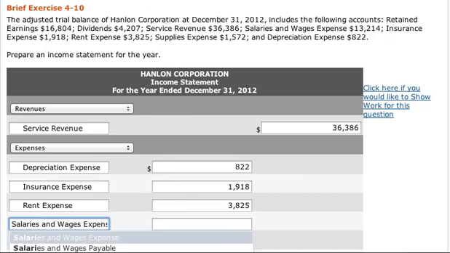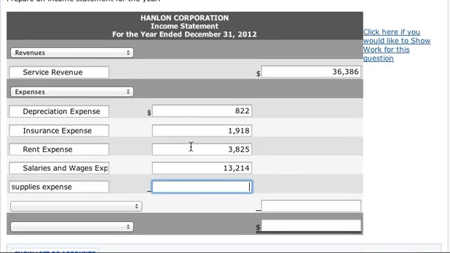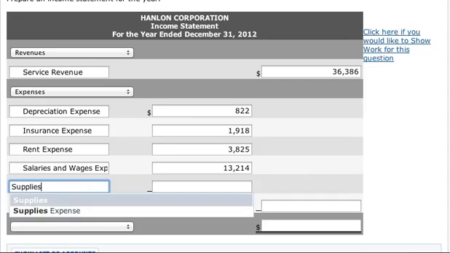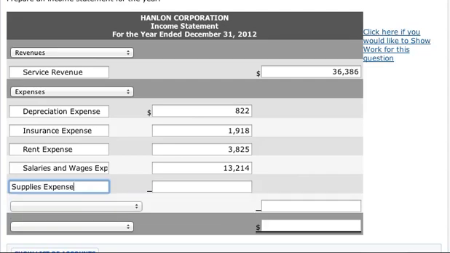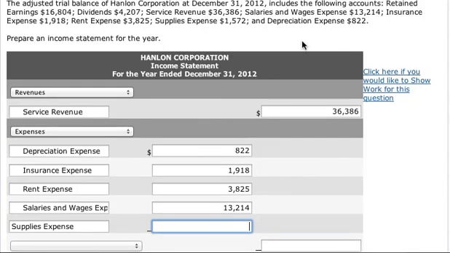Wages expense. The payable would be on the balance sheet. And the last one I believe is supplies expense. There we go. And it was for 1,572.